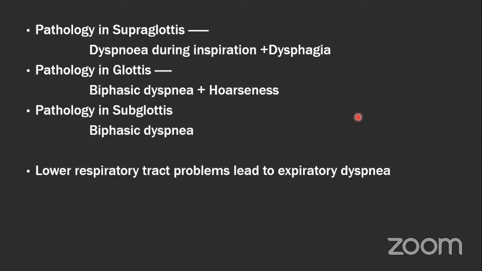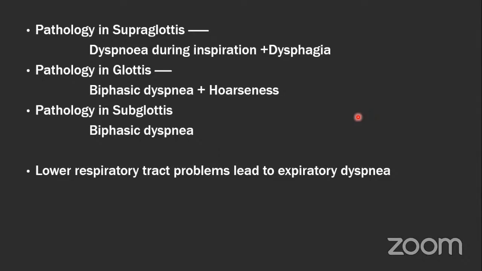But if it is in the glottis, I already told you the glottis is formed by the true vocal cords, anterior commissure and the posterior commissure. So there will be a biphasic dyspnea and hoarseness. But if it is in the subglottis, that is below the level of the glottis, the hoarseness will not happen. The true vocal cords are associated with your voice, so hoarseness will be there. But in the subglottis, usually it is biphasic dyspnea. So inspiratory dyspnea with supraglottis, biphasic dyspnea can happen in both glottis and subglottis.